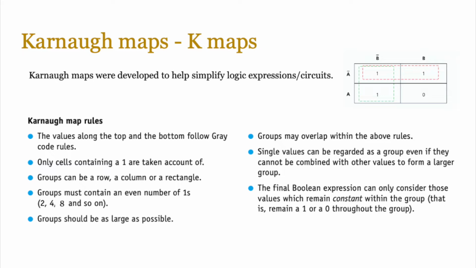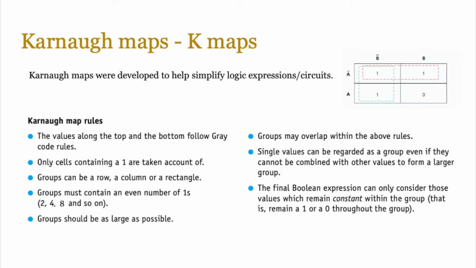Now the second rule is that we only take into account the cells that contain 1 and we ignore the ones that have zeros in them. The third rule is that we can group these ones in a row or in a column or in a rectangle, and these groups of ones must contain an even number of ones, and these should go up in groups of 2s, 4s, 8s and so on. That's the fourth rule. And when we take these groups into account, we go with the largest group possible. So for example, if you've got 4 ones, you can't make 2 groups of 2s, you've got to make 1 group of 4. The next rule is that the groups can overlap within the previous rules.